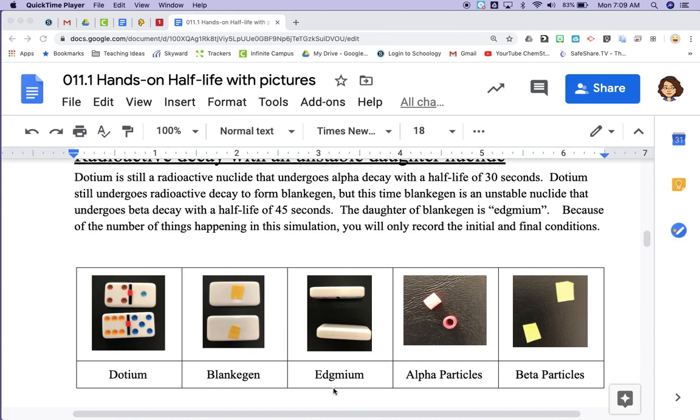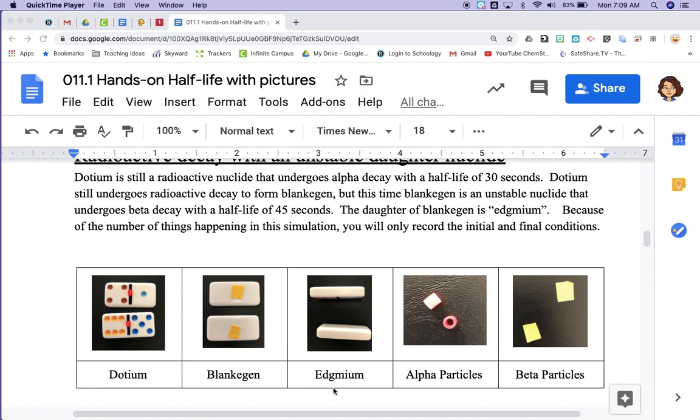Dadium is an alpha emitter, blankogen is a beta emitter, and as would usually be the case, the mother and the daughter nuclides don't have the same half-life. We'll maintain a half-life of 30 seconds for dadium and go with a half-life of 45 seconds for the resulting blankogen.